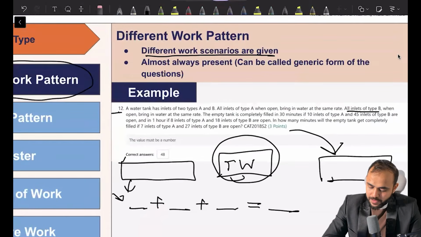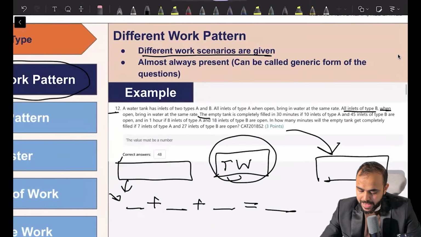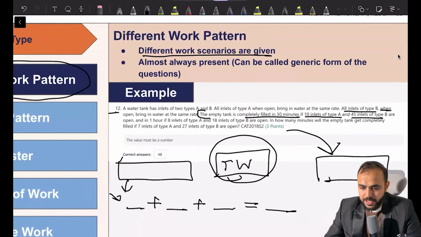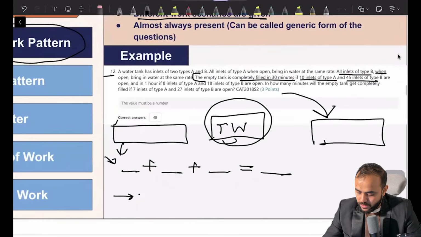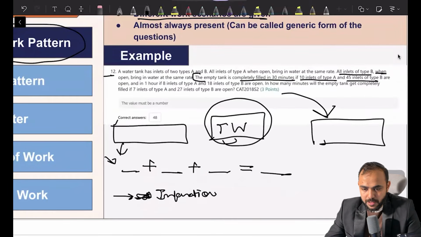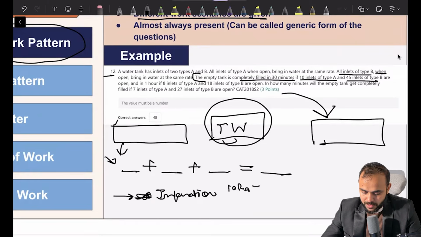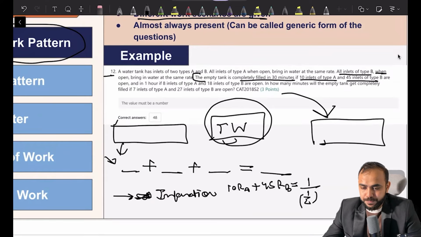All inlet pipes of type B they bring together. So the empty tank is completely filled in 30 minutes if 10 inlet pipes of type A and 45 pipes of type B are open. So this equation we have already written. This is your information equation. If you remember the ways to give the information, this is that equation, 10 into Ra plus 45 into Rb is equal to 1 divided by 1 by 2.